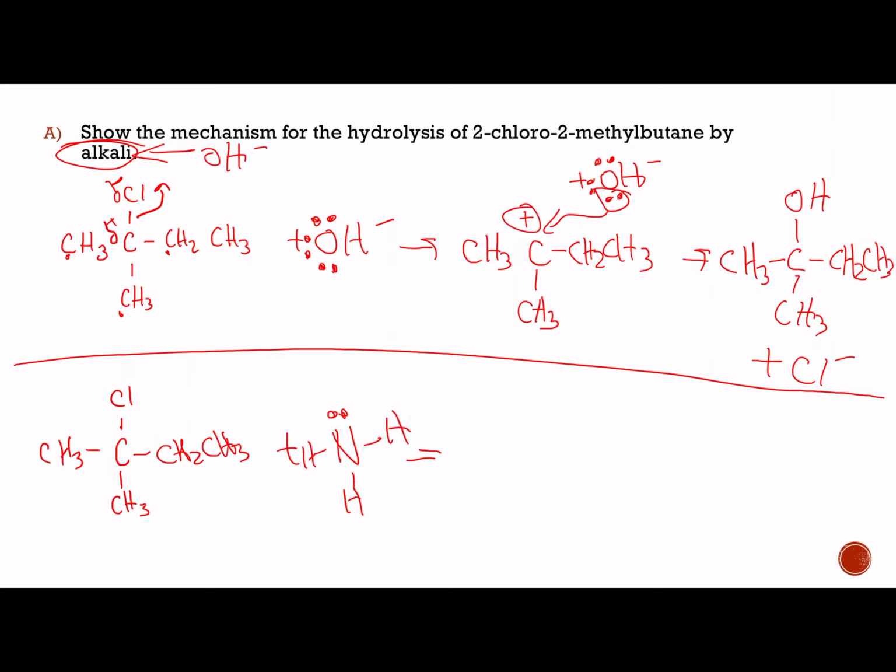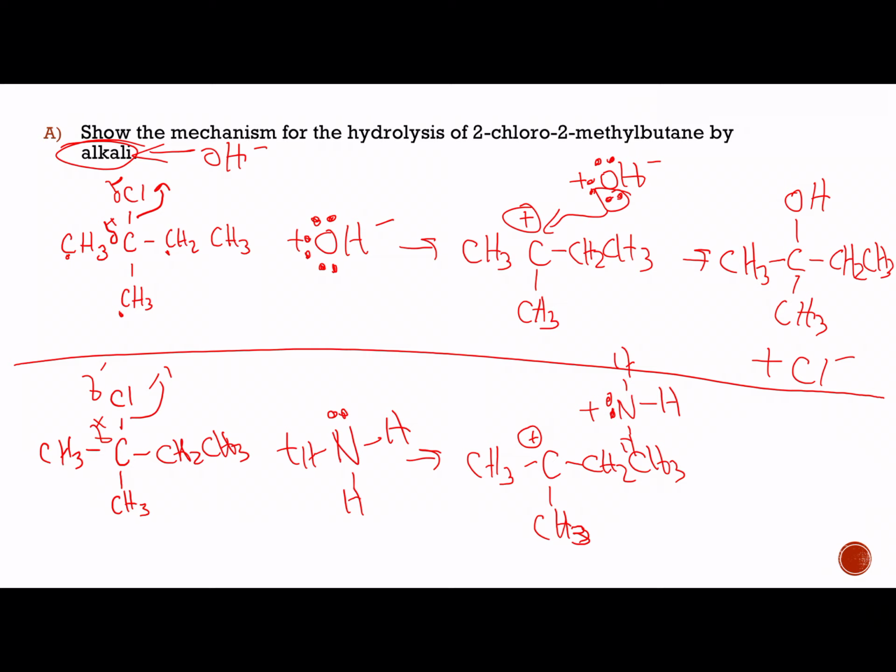So first step, once again, is the same. You write your dipoles. Chlorine's more electronegative, that's why it's negative. And so you end up with CH3, C positive, CH2, CH3, CH3. And then you have your nucleophile, which is the N. You can write it however you want, but you do need to show that the pair of electrons is on the nitrogen.